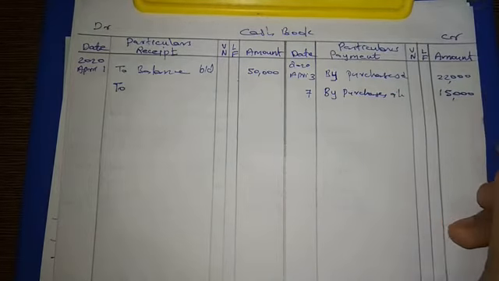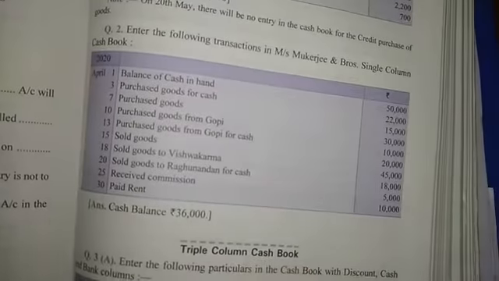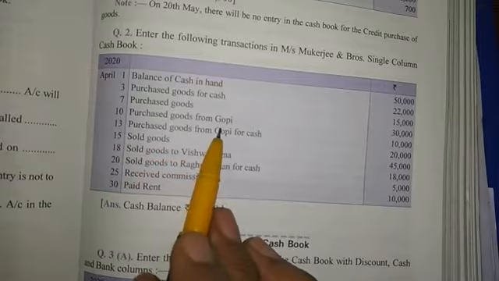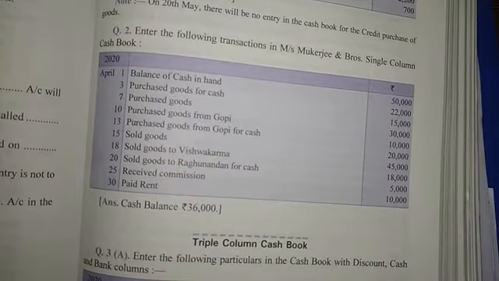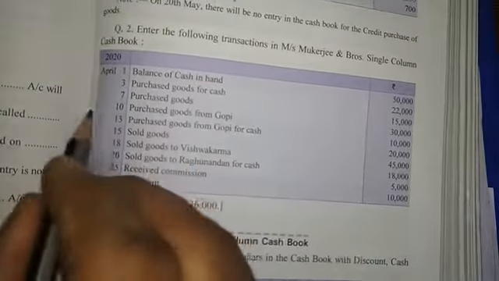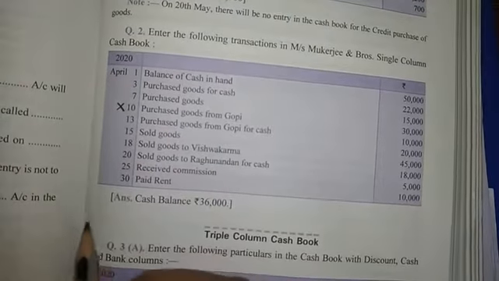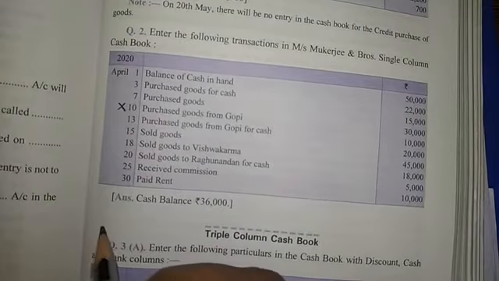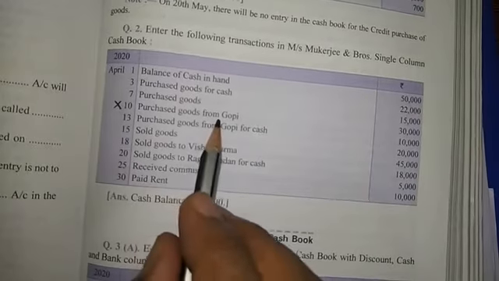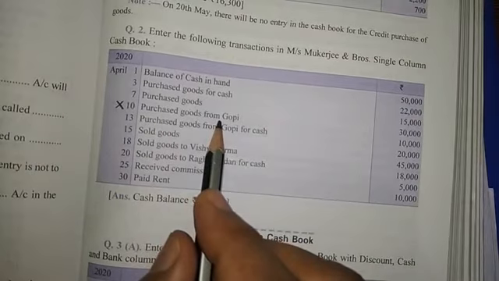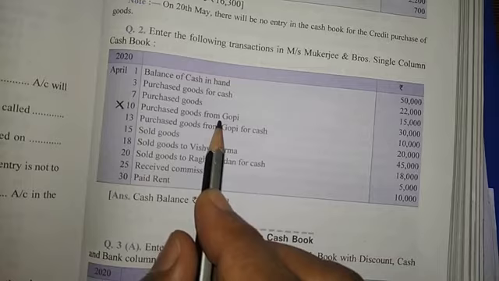Next transaction given on 10. Purchased goods from Gobi. This is credit purchases. This transaction will not appear in the cash book. Cash book we are using to show only cash transactions. This is a credit transaction, so this we are not taking into the cash book.